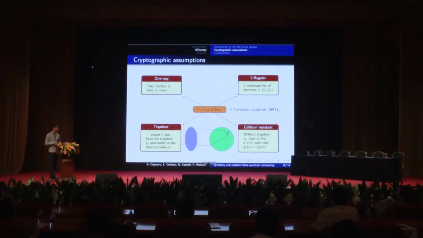But if you don't have this trapdoor, this function also needs to be collision resistant, which means that it should be hard to find two inputs, x and x prime, that map to the same y. So here are the cryptographic assumptions we need. These are not crazy assumptions, and we found a candidate for this function, which is based on the learning with errors problem. More specifically, we use a construction by Micciancio and Peikert that we use in a general protocol to build these functions.